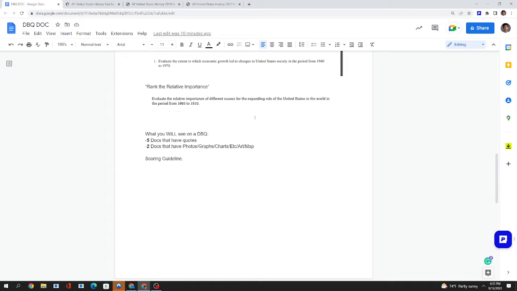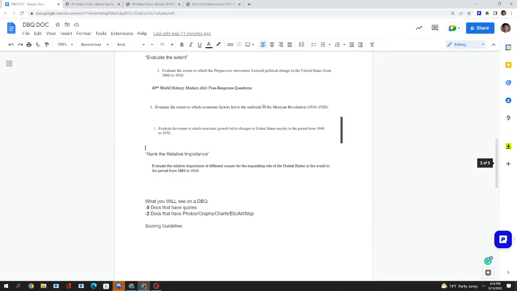So you will have 5 documents with quotes from some historical figure or some historical event, and you will have 2 documents that are either a photo, graph, chart, map, etc. Typically, photos or art are going to be more towards an older period of time, because people didn't have photos, of course, and graphs are also going to be a little bit more towards an older period of time. They like to use maps for more modern periods, and definitely photos, of course, for modern periods of time. So that's what the test looks like.